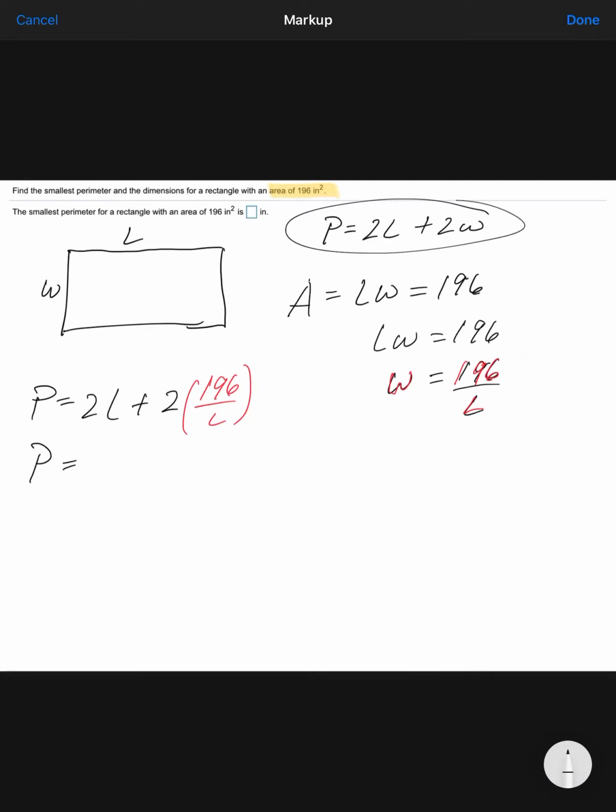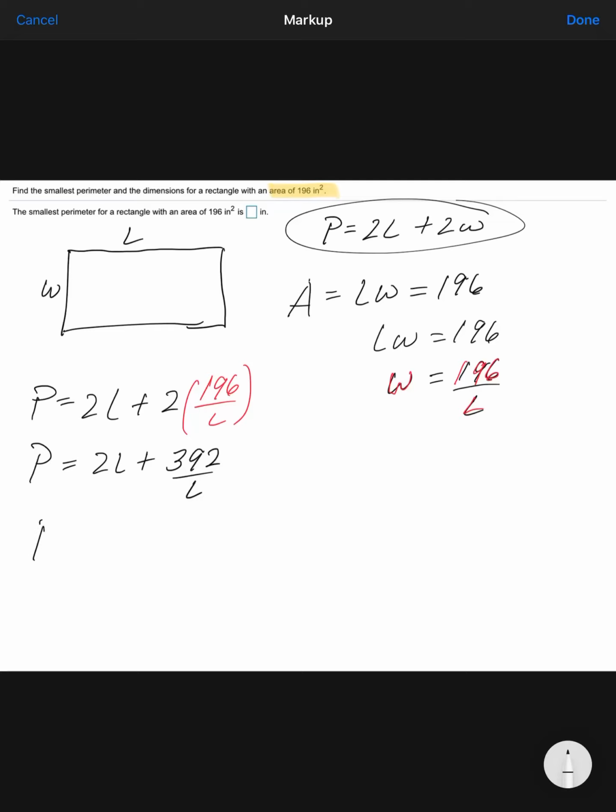Perimeter is equal to 2L plus 196 times 2, that's 400 minus 8, so that would be 392 over L. We have our desired formula. We want to find the smallest perimeter. We want to optimize this problem right here on perimeter.